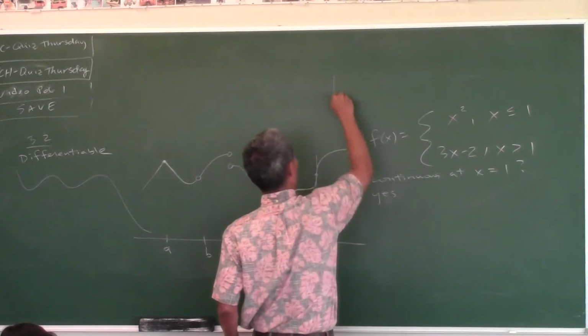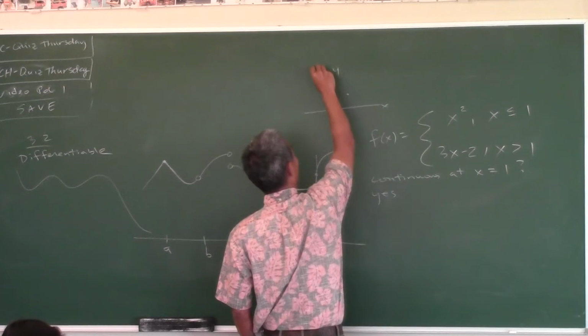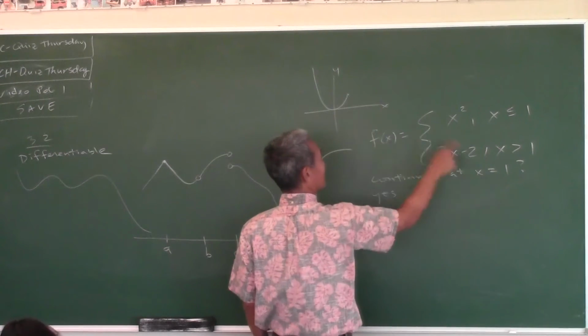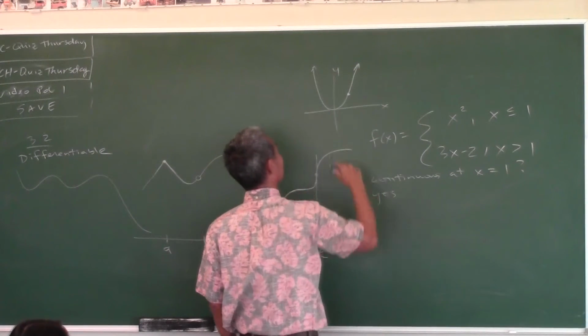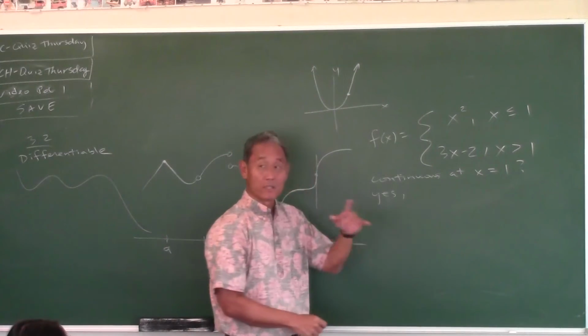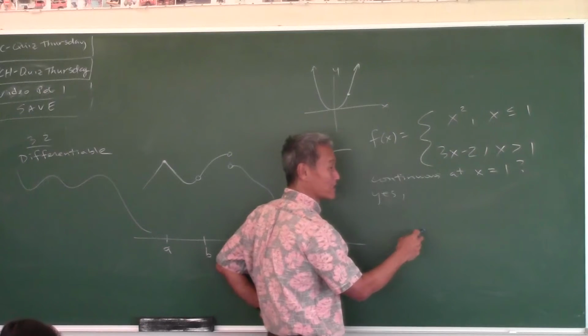And if you want to draw the graph, you can. Okay, so here's 1, a parabola looks like that, right? And then now it's 3x minus 2, you plug in 1 there, you get 1, and it goes up like that. Okay, so it is continuous. And then explain: what's the reason you're going to give on Monday? Why is this function continuous at x equal 1?